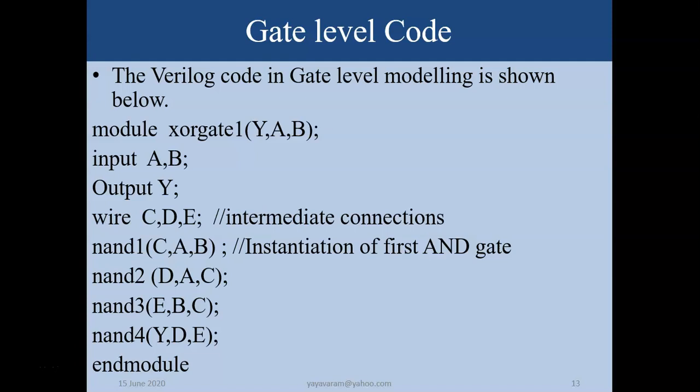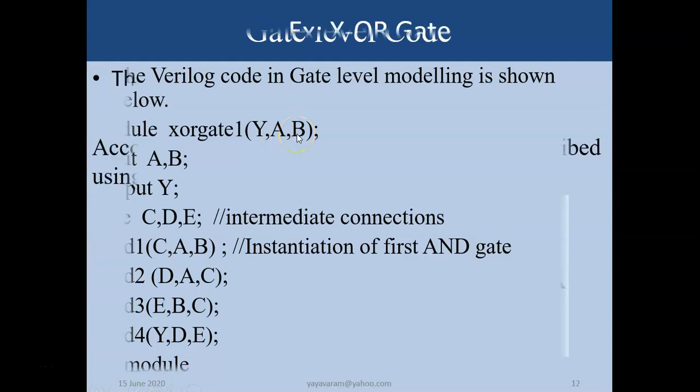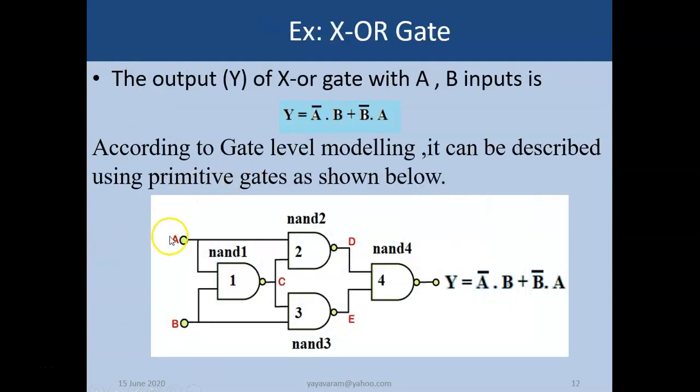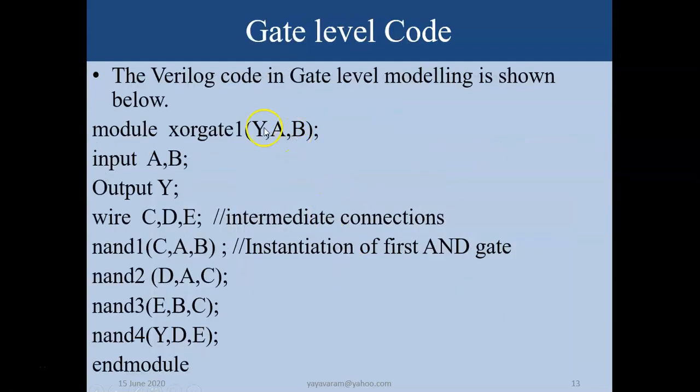Now, how have I written it? As usual, you know the first part, module. Name of the module is XOR gate. Y is the output, A is the input, B is the input. Finally, A, B are the total inputs for the system. Y is the output, not intermediate. A, B, Y. So, how do I write? Simply module, name of the module, ports Y, A, B.